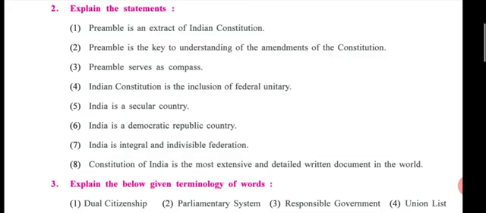Remaining all is important, but question number 4, Indian Constitution is the inclusion of federal and unitary, this one is also not needed to write. Okay. So questions of chapters number 1, 2 and 8. Now you will complete your fair note. And the questions of chapters number 9 and 10, I'll give you in the next video.